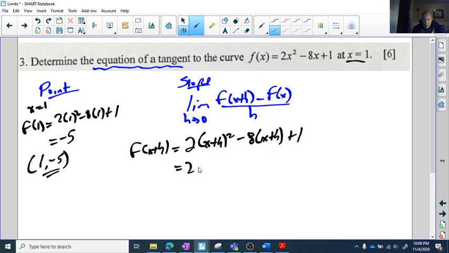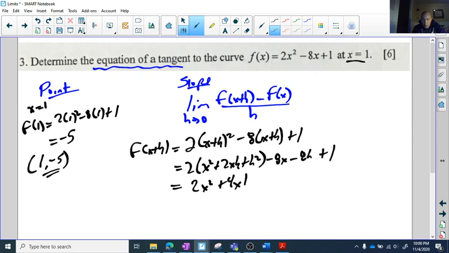So I'm going to tidy this up. So square the binomial, x squared plus 2xh plus h squared. Take away 8x, take away 8h plus 1. 2x squared plus 4xh plus 2h squared. Take away 8x, take away 8h, plus 1. So all of this is f of x plus h.